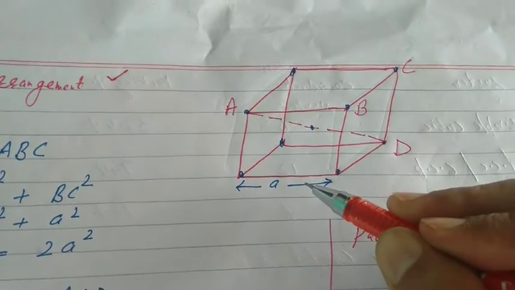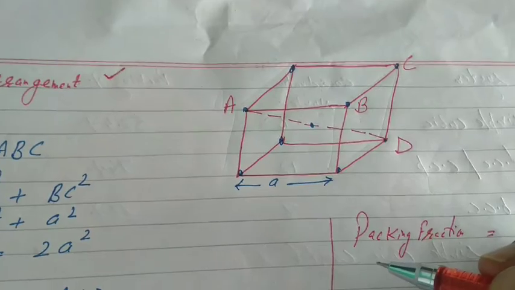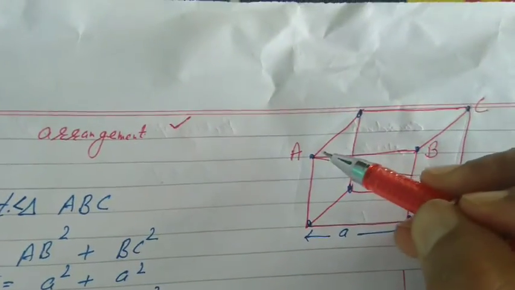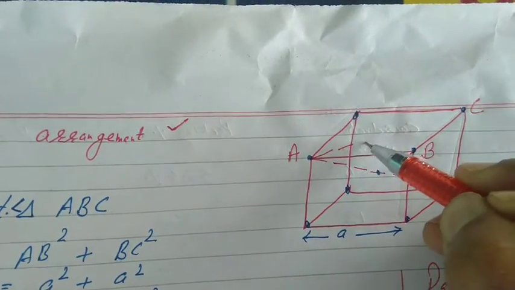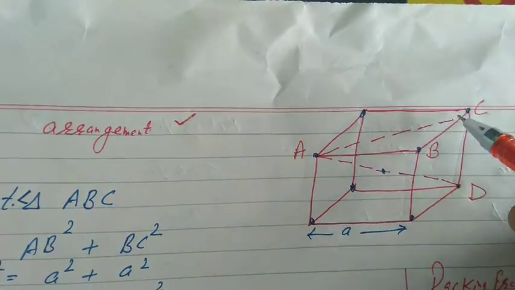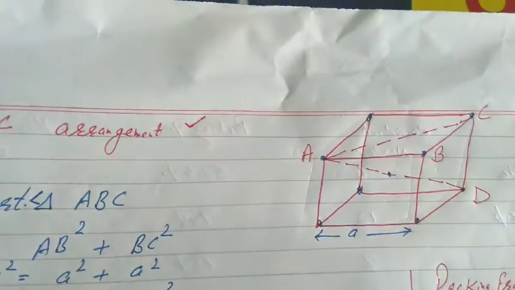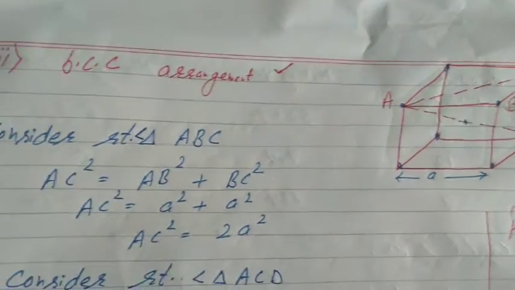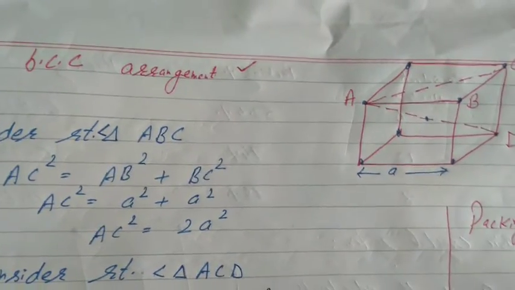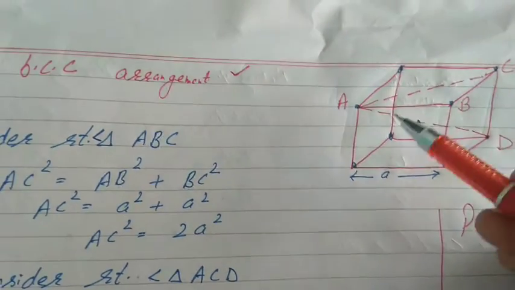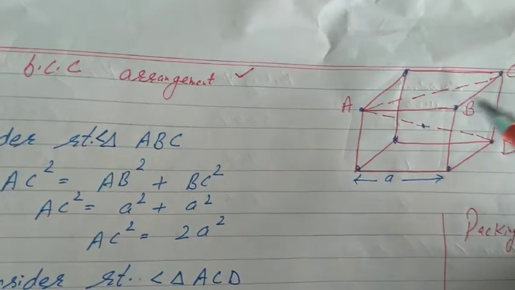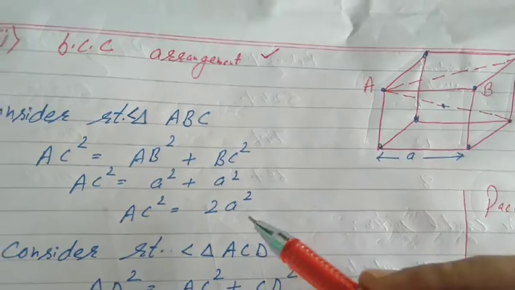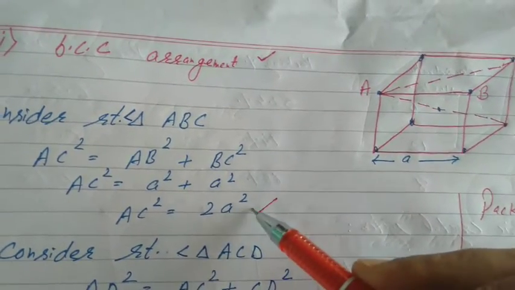Suppose A is the edge length and R is the radius of the sphere. After this, consider right angle triangle ABC at first. It does not have any particle in this case because it is BCC. AC does not contain a particle. Consider right angle triangle ABC. We got AC square is equal to AB square plus BC square. AB and BC are edge lengths. Edge length is small a. We got AC square is equal to 2A square.